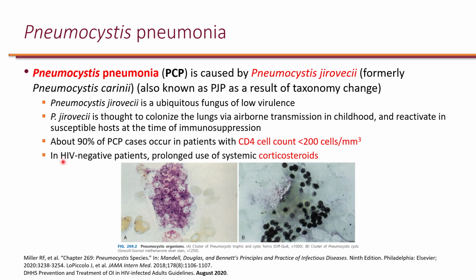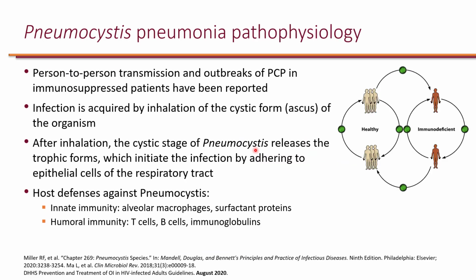Also, patients who do not have HIV but are on prolonged use of systemic corticosteroids, typically at least 20 milligrams of prednisone equivalent for at least 4 weeks, will also be at risk of PCP, because corticosteroids can also reduce the CD4 count. Transmission is person to person, so healthy people can be colonized with this. It just doesn't cause an infection in an intact immune system, but immunodeficient people will develop the pneumonia.